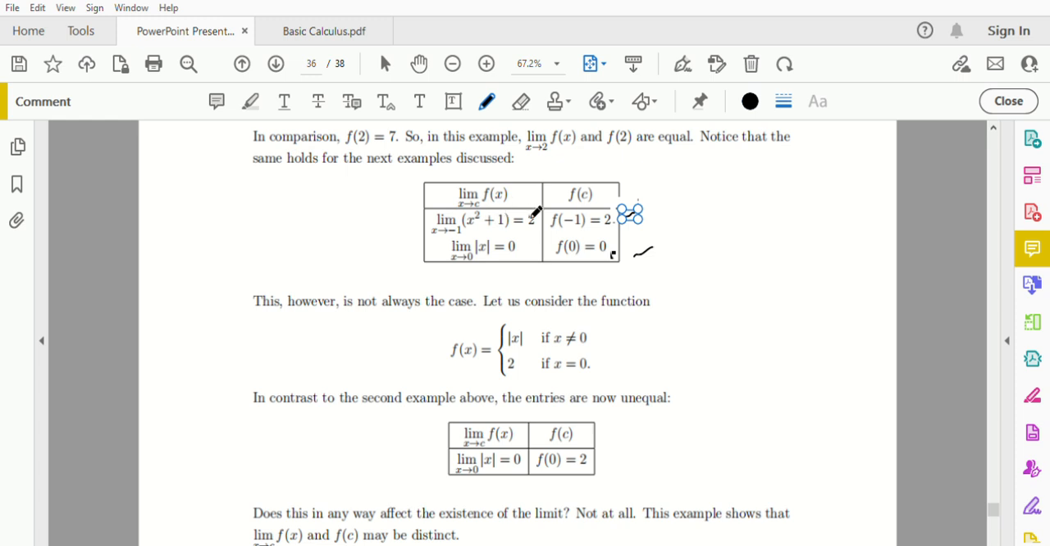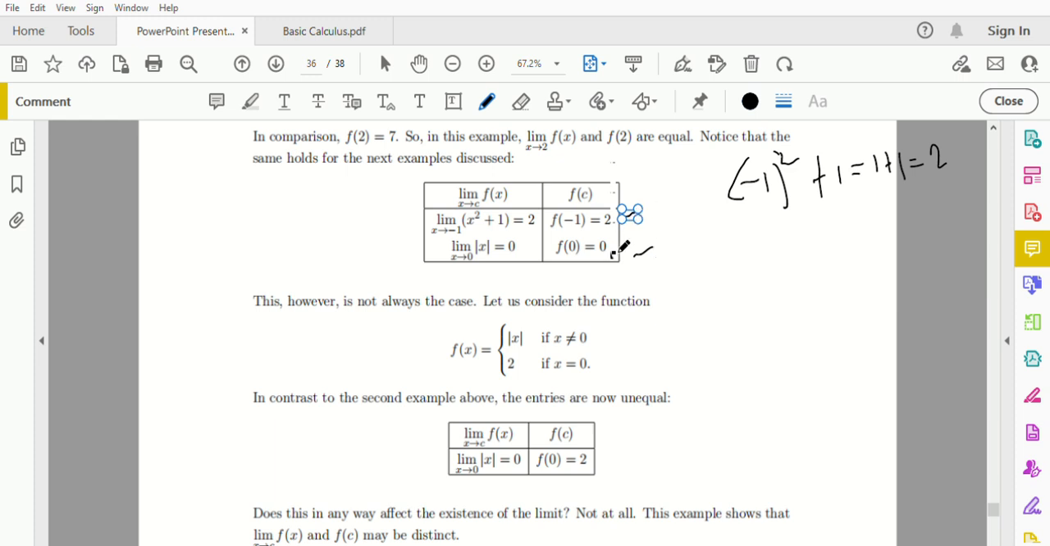So the limit of this is 2 as x approaches -1. And if we substitute -1, we have 2 because we have -1 squared plus 1. This is 1 plus 1, so this is 2. Okay, so they are the same. Of course, the absolute value of 0 is 0.